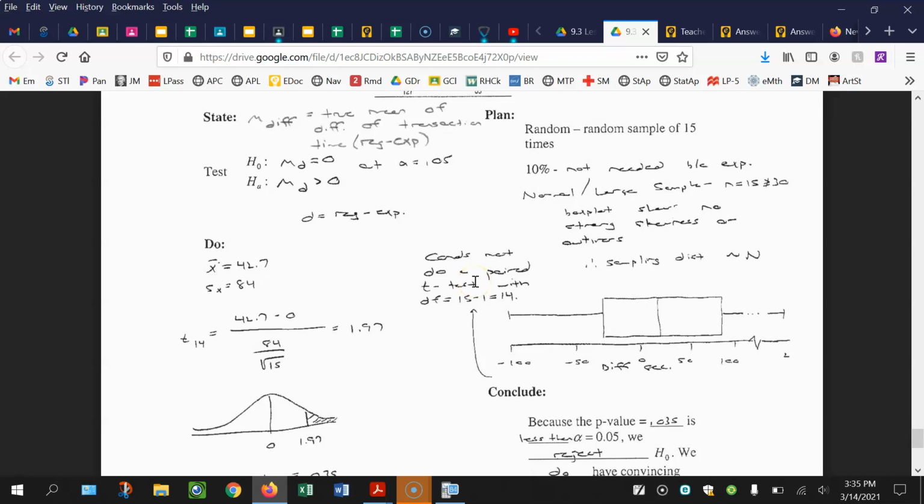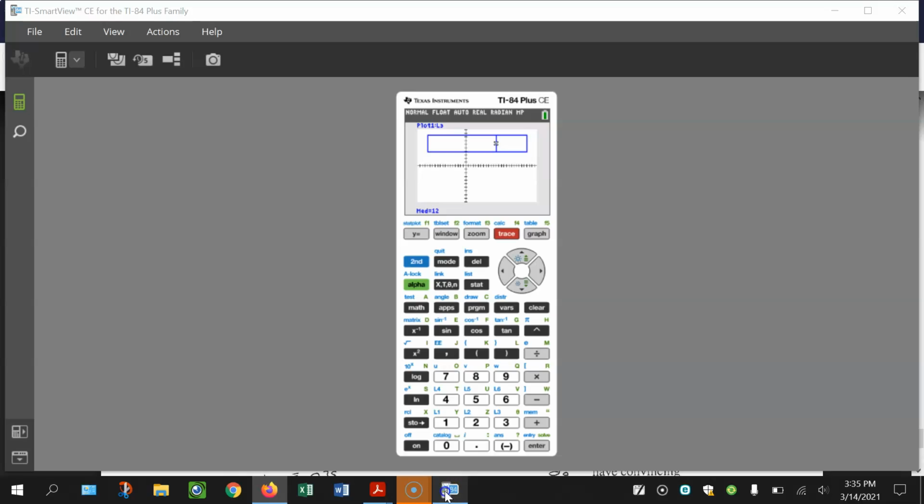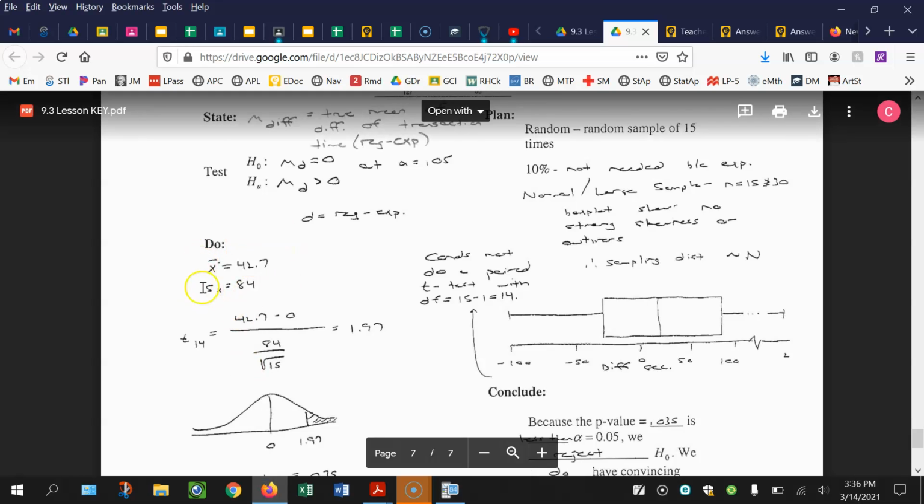This is no longer a one sample t-test. We have paired data with degrees of freedom equal to 14. Your summary statistics, we went over that in the last question. Let's go over it again. You're going to have to go to stat calculate one variable statistics, but now you're going to need to choose list 3 because you need the mean of the differences and the standard deviation of the differences. So the mean and sample standard deviation of the differences, that's where this information came from. Remember, what was in my calculator is not all of this data.